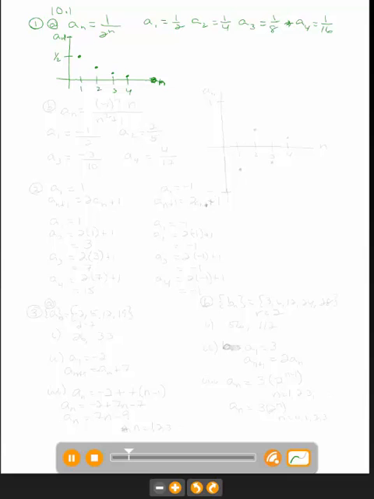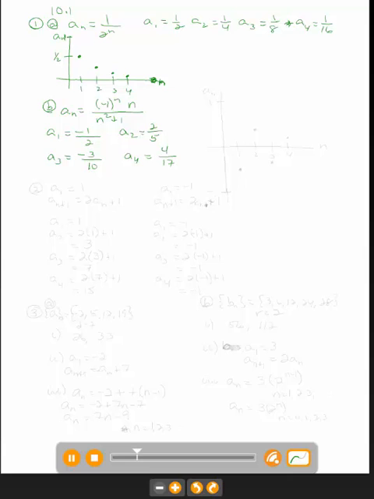So that's part A. Part B, the function is a sub n is equal to -1 to the n, which is going to cause it to alternate, times n over n squared plus 1. So these are going to take a little more. A sub 1 would be -1 over 1 squared is 1 plus 1 is 2. A sub 2 would be an even number, and then 2 over 5. A sub 3 would be an odd number, and 3 over 10. And A sub 4 would be an even number, 4 over 16 plus 1, 17.